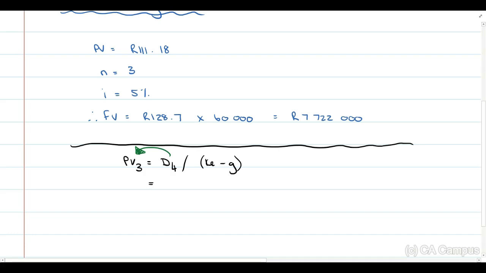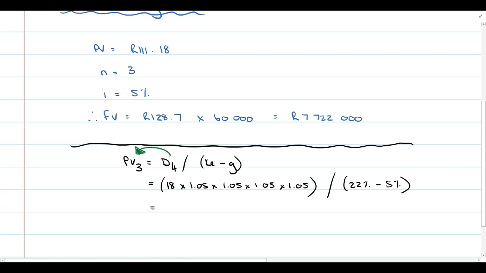So if the current dividend is 18 Rand per share, you need to increase that by 5% for each of the 4 years. So that gives me D4, or the dividend that's expected in year 4. We then divide by our cost of equity, which is 22%, and subtract growth of 5%. And you'll see this is going to give you exactly the same answer.